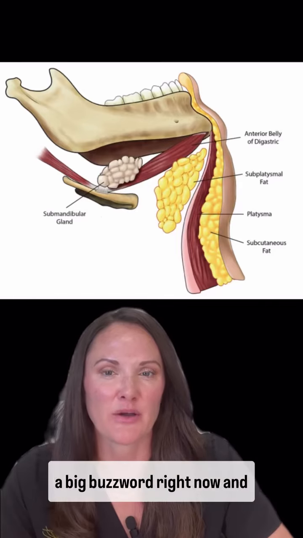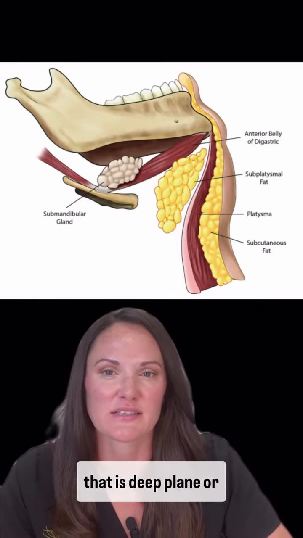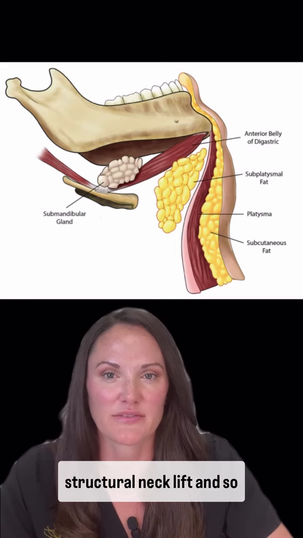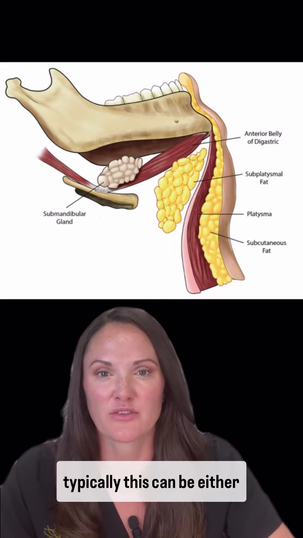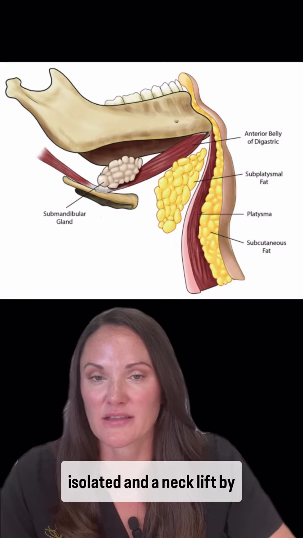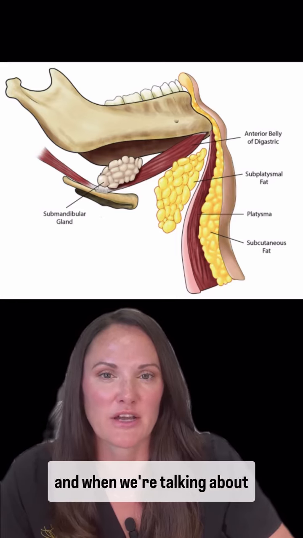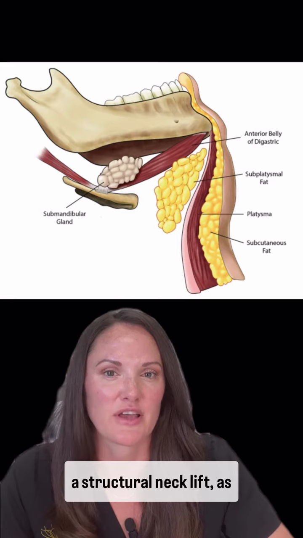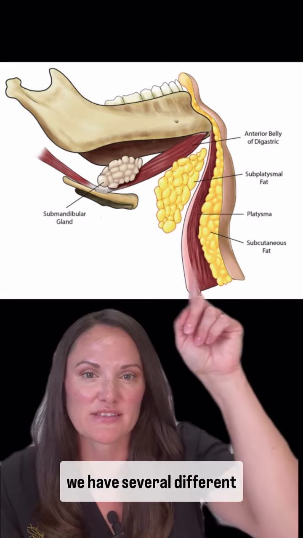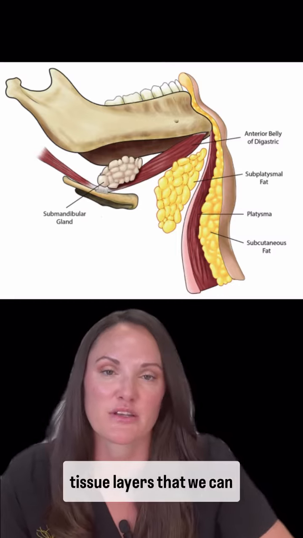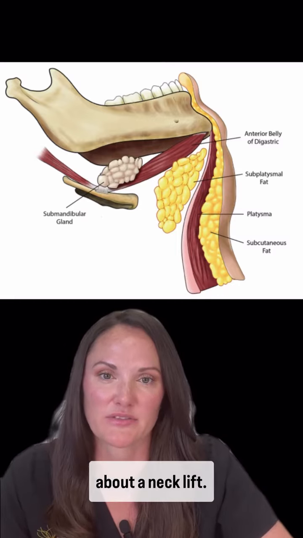Today I wanted to talk about a big buzzword right now, and that is deep plane or structural neck lift. Typically this can be either isolated, a neck lift by itself, or frequently in combination with a facelift. And when we're talking about a structural neck lift, as you can see from this photo, we have 7 different tissue layers that we can address when we're talking about a neck lift.